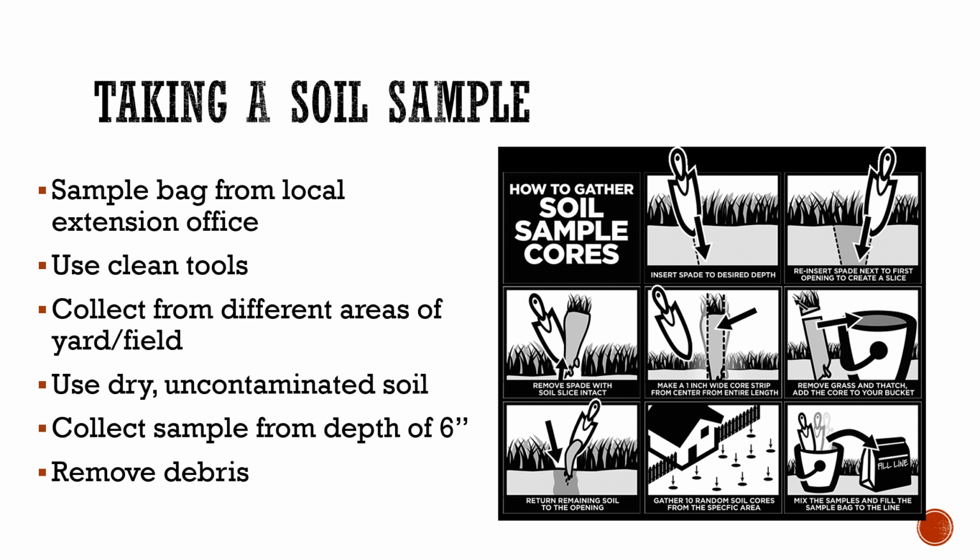Now you'll mail off the form, the sample, and a check to the Texas A&M AgriLife Extension, and the address is on the bag and on the form. They will respond back to you in a few weeks and give you, by email, your soil report.